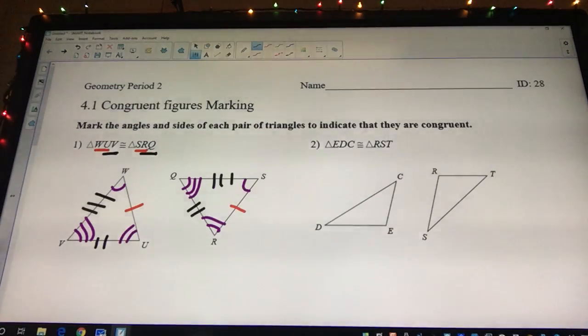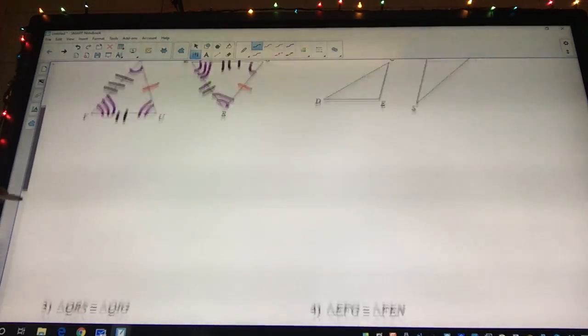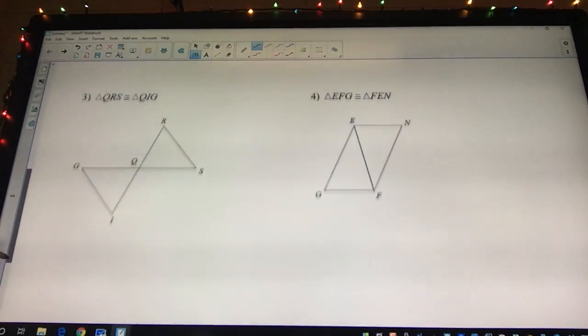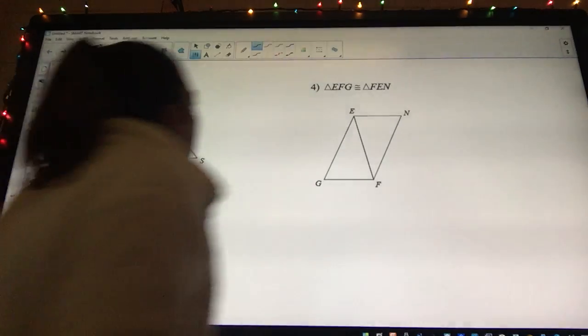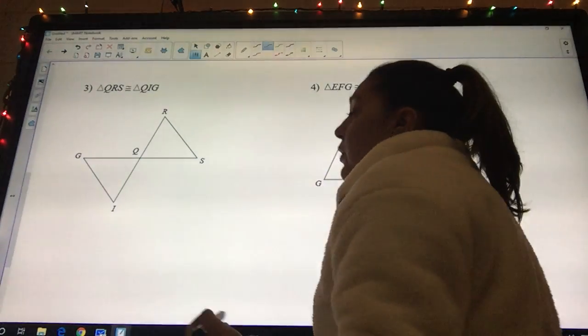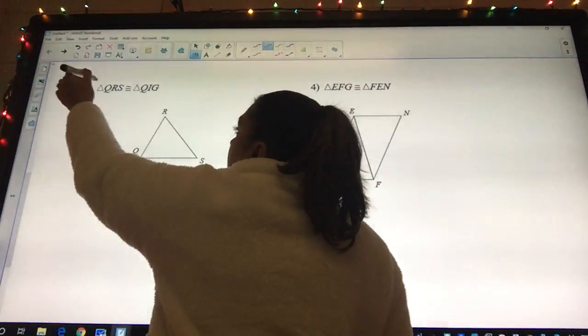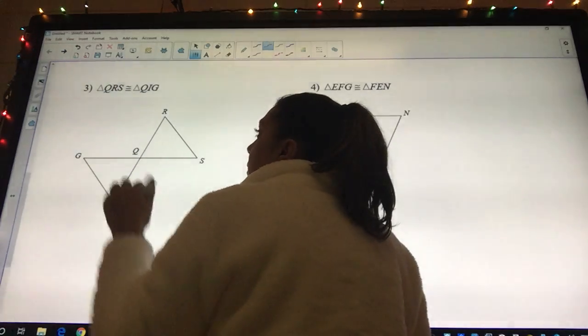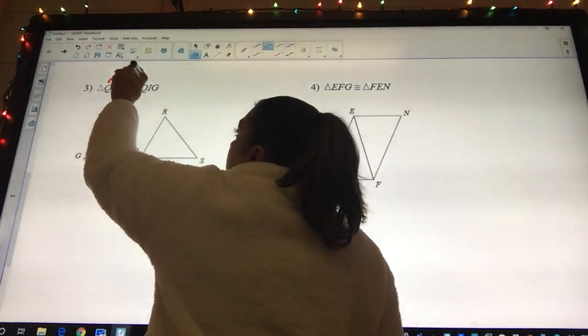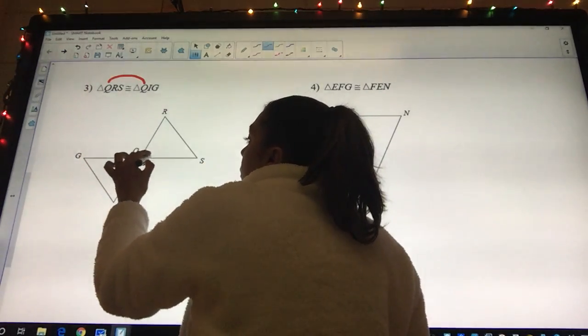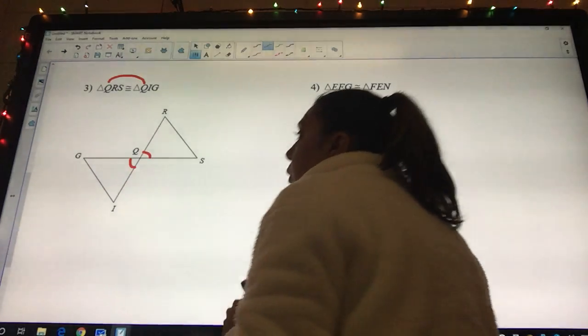Okay, so let's look at number 2, or 3. We have QRS. The first thing we want to do is knock out all the angles, so we just do the 1 letters versus 1 letters. Q goes to Q, which means 1 and 1. Those are both Q.